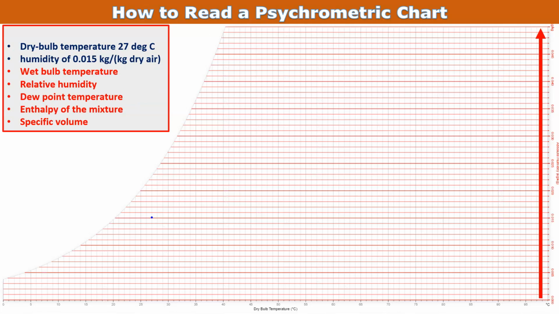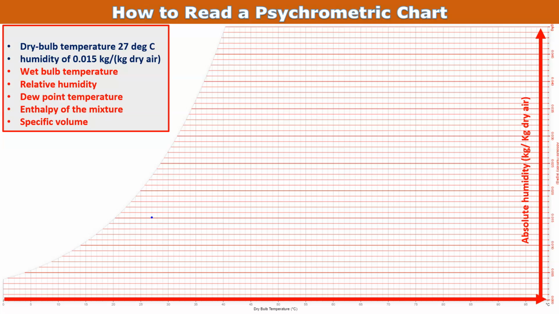Now this is the psychrometric chart. Earlier I discussed that the right hand side y-axis represents the absolute humidity, and the horizontal axis or x-axis represents the dry bulb temperature. Here the dry bulb temperature is given, that is 27 degrees centigrade. So that is the 27 degree mark. From here we draw the vertical line, and the humidity is given, that is 0.015. So these 2 lines cross each other, and that is the common point. From this common point we have to find all the other 5 properties.